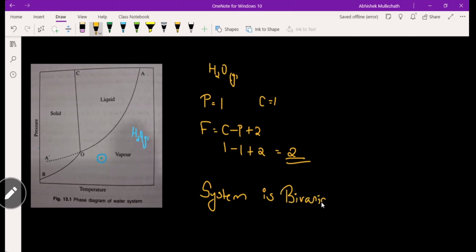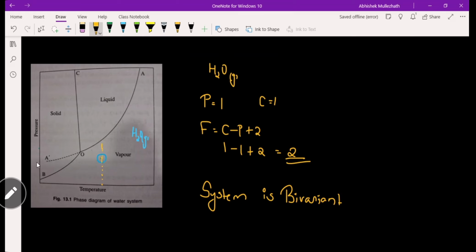Now, what is the meaning of bivariate and what is the use of this value 2? Let us see. If I have to define that my system is exactly at this point, what variables will you require? If I am mentioning only the temperature, that at this particular temperature you are having the system, the system might be here, it might be here, here. In the single line you can plot anywhere, right? But our system is exactly here.